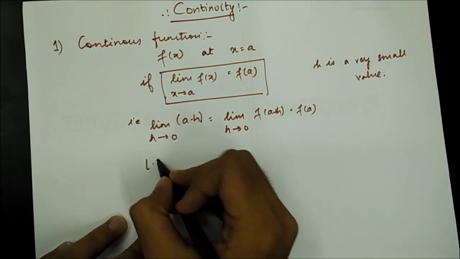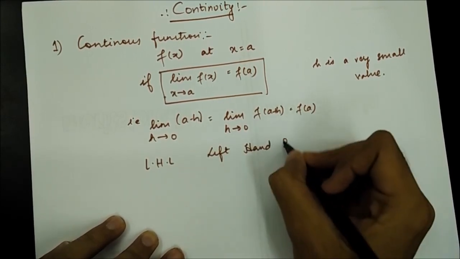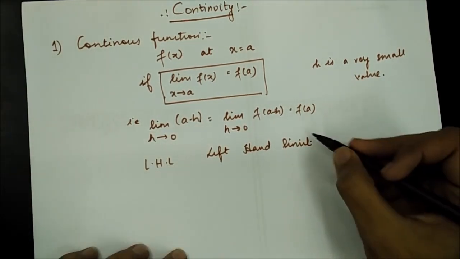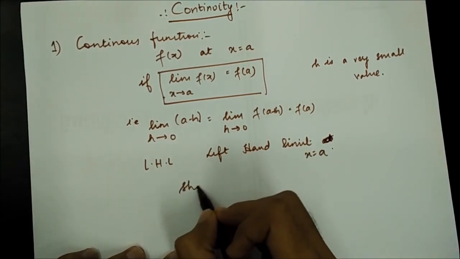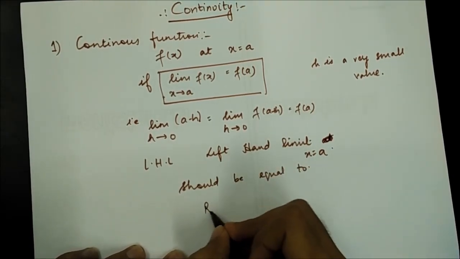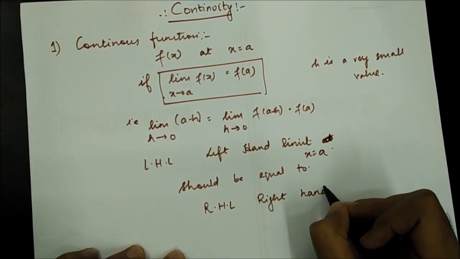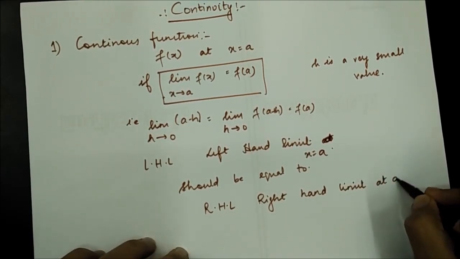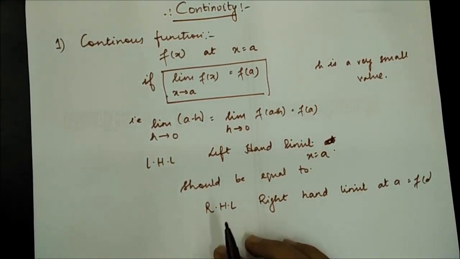That is the LHL. What is the LHL? LHL is the left hand limit. So LHL at x is equal to a should be equal to RHL, that is right hand limit at a, that is equal to f of a. So that means that the left hand limit and the right hand limit should be equal for the function to be continuous.